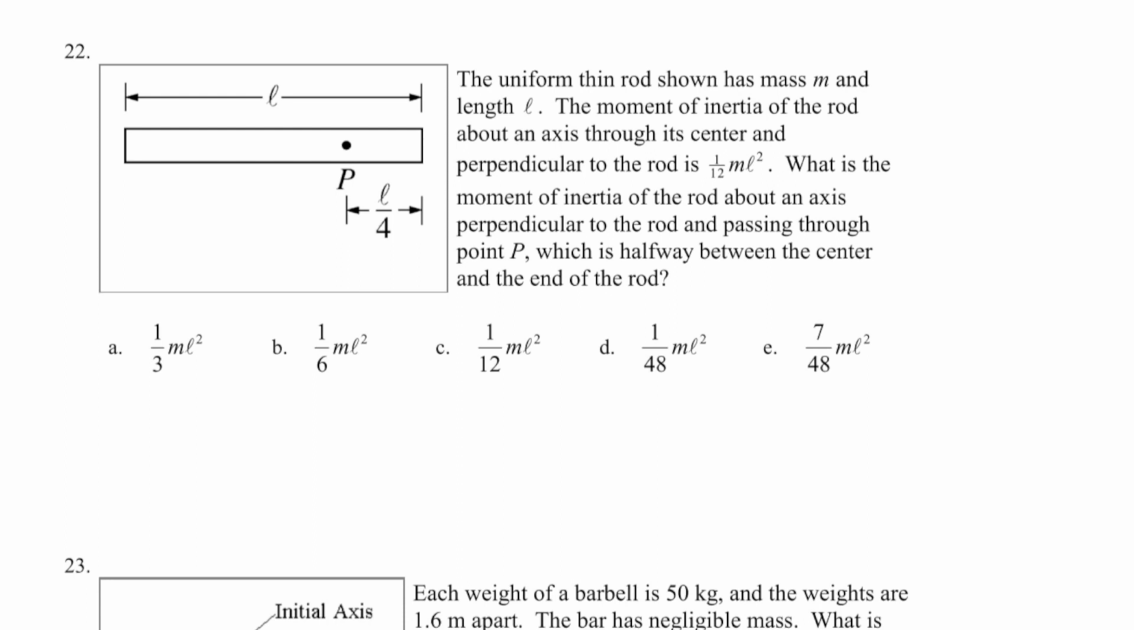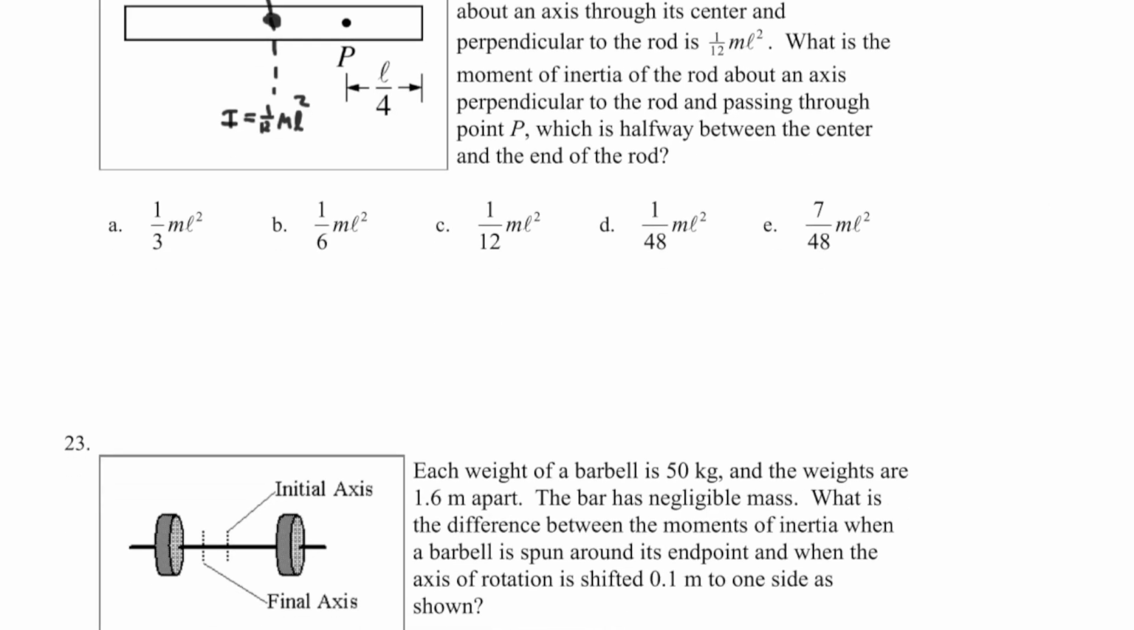The uniform thin rod has mass m and length L. The moment of inertia through its center is 1/12 ml squared. So we're given that this is I equals 1/12 ml squared. We want to find the moment of inertia a point a quarter of the way from one end. So this is once again parallel axis theorem, because anytime you're asked about two moments of inertia, it's probably parallel axis theorem. So we're given the moment of inertia through the center of mass, and I will stop using the wrong arrow.